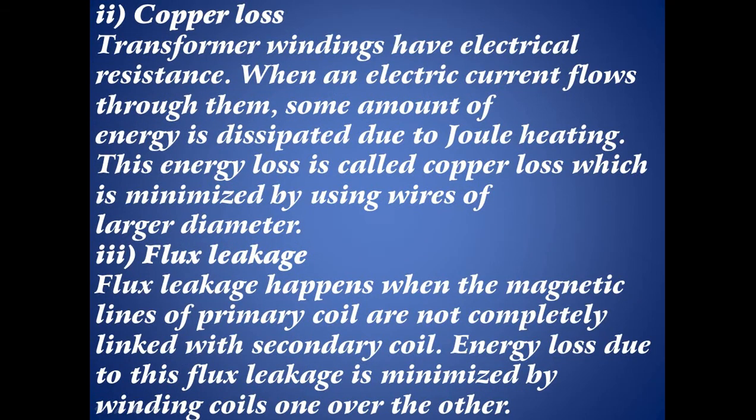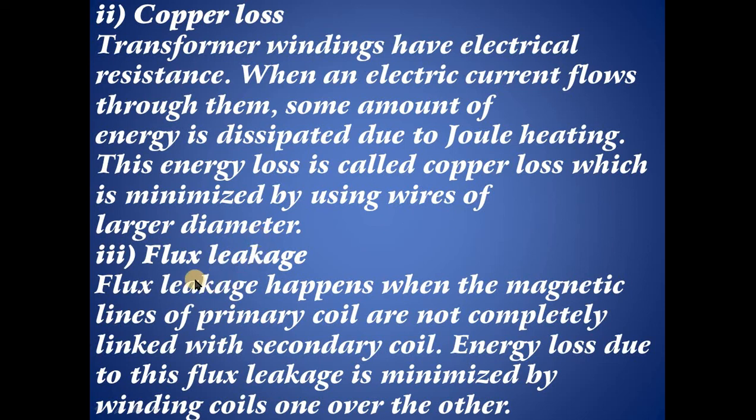The next is copper loss. Transformer windings have electrical resistance. When an electric current flows through them, some amount of energy is dissipated due to Joule heating. This energy loss is called copper loss, which is minimized by, please note it down, using wire of larger diameter.